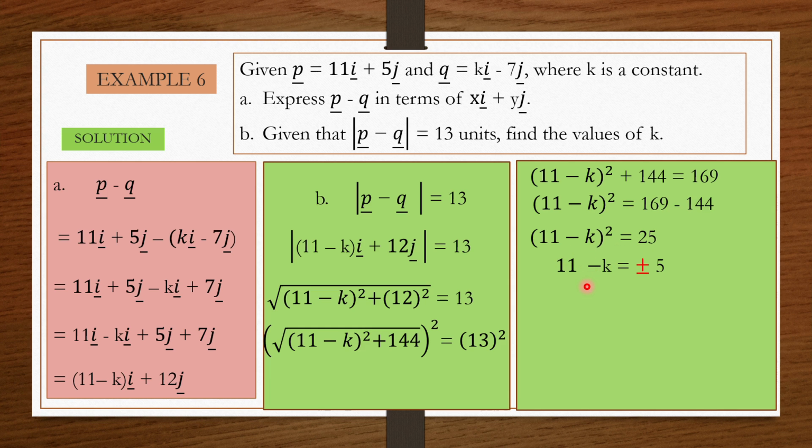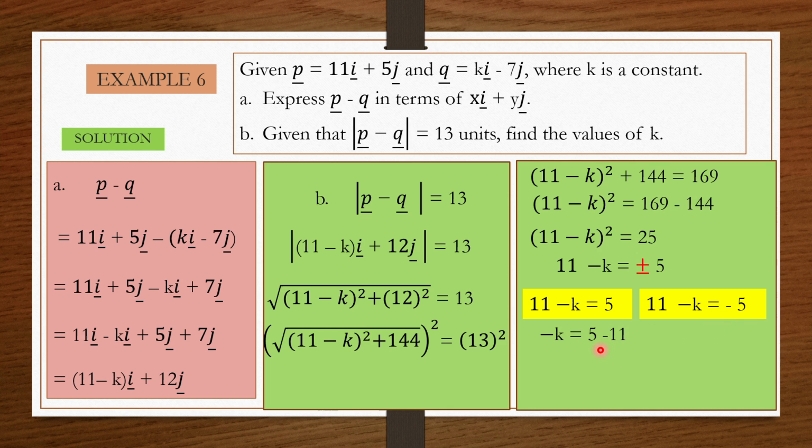Therefore, I'll have 11 minus k equals plus minus 5. Remember, it is plus minus 5, not just 5. Okay, break this into two equations. So you'll have 11 minus k equals 5 and 11 minus k equals negative 5.